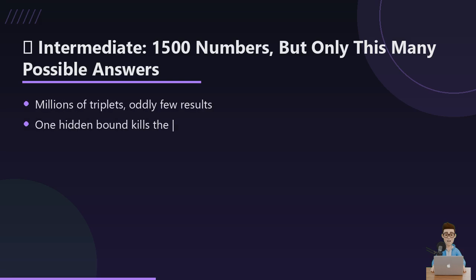Intermediate level. Pick any three numbers from an array of 1500 and XOR them together. You'd think there could be millions of different answers. There aren't. Stick around and I'll show you exactly why.